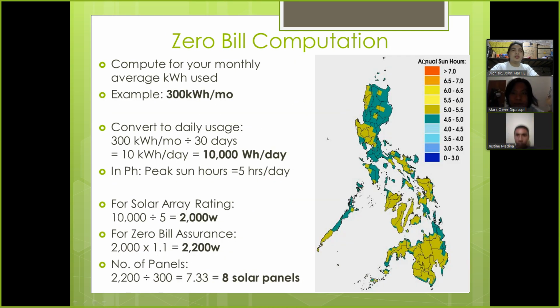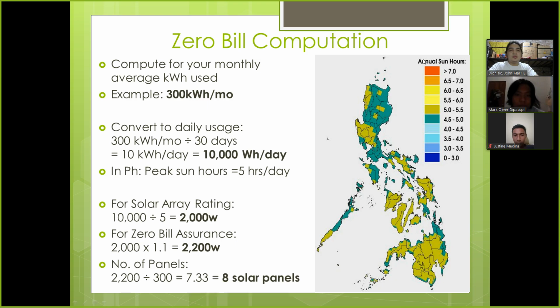So, for example naman tayo yung zero bill computation. Sabihin natin may monthly average na 300 kilowatt hour per month. So, convert natin sa daily usage na 30 days. So, 300 divided by 30, 10 kilowatt hour per day. Ngayon, convert natin yun sa watt hour lang. So, magiging 10,000 watt hour per day.